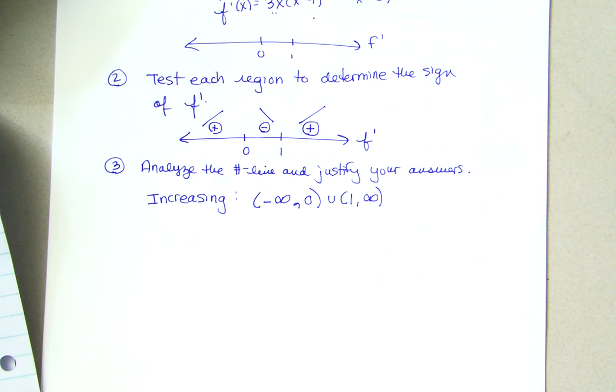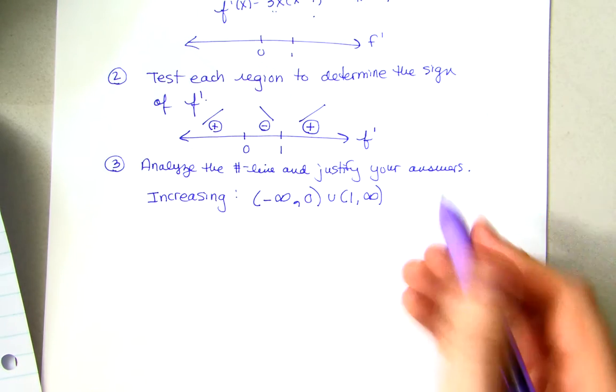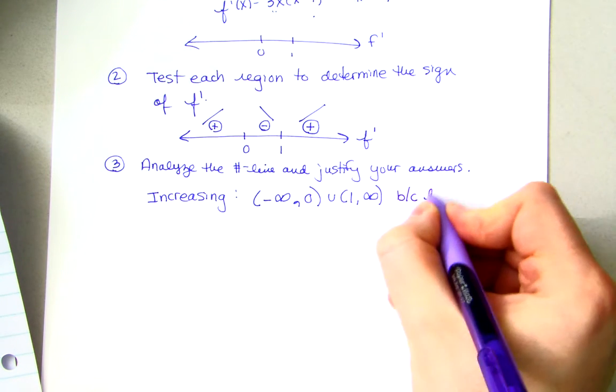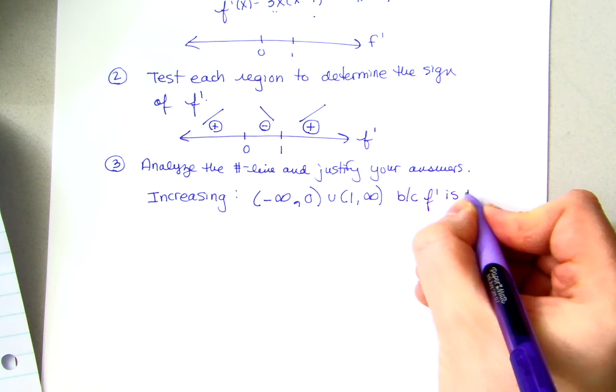Now, the issue is the College Board expects you to justify your answers in language. The number line is a perfect thing to be testing the regions, but we need to explain why we're increasing. The explanation goes back to our definition. What's the definition of f increasing? Where f prime is positive. I'm increasing there because f prime is positive.